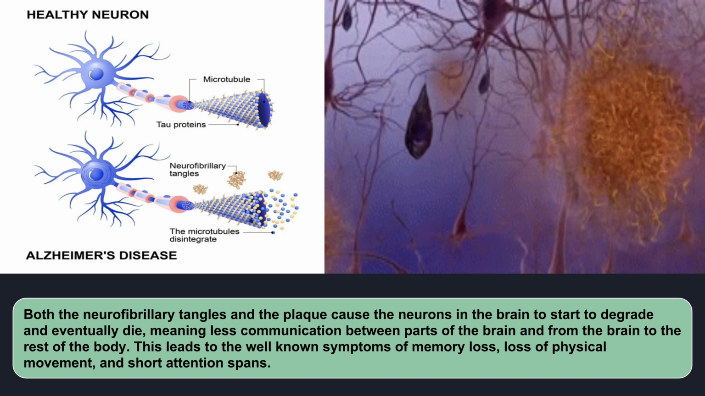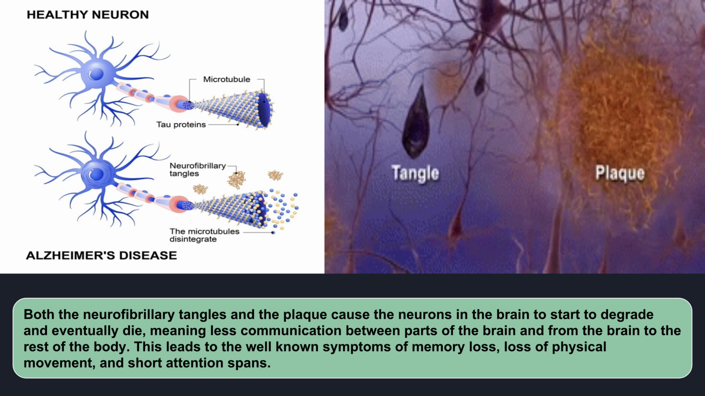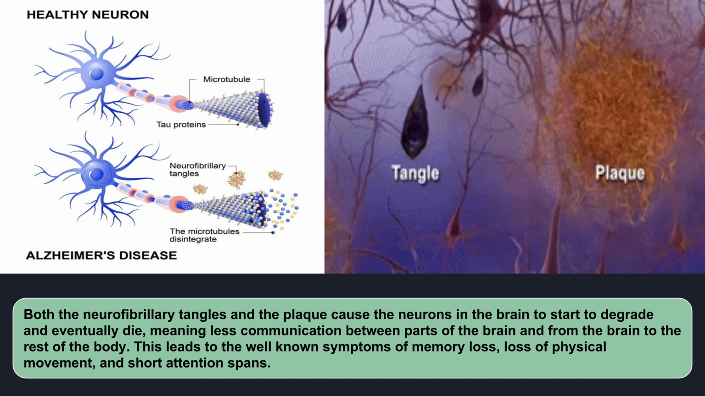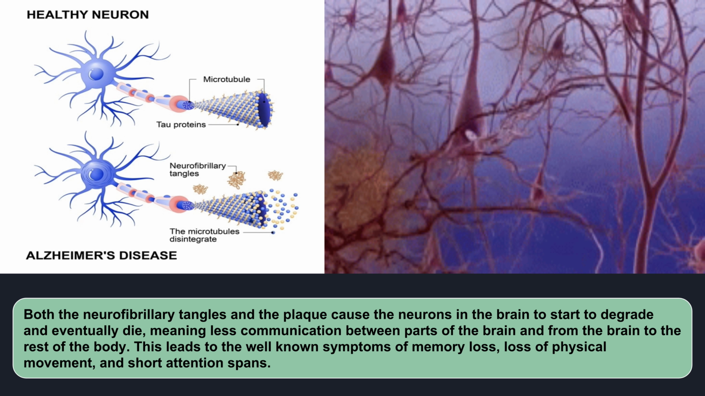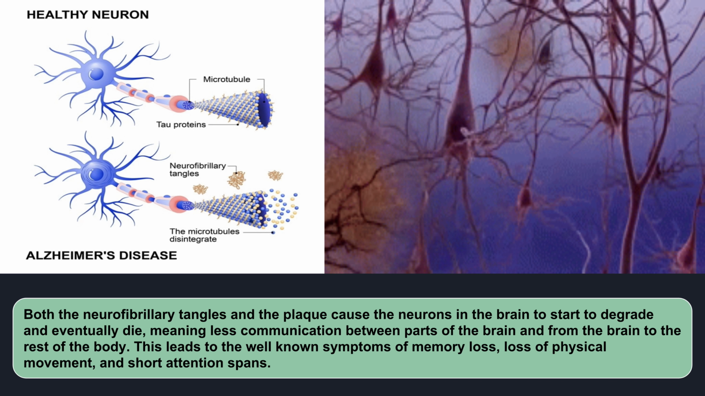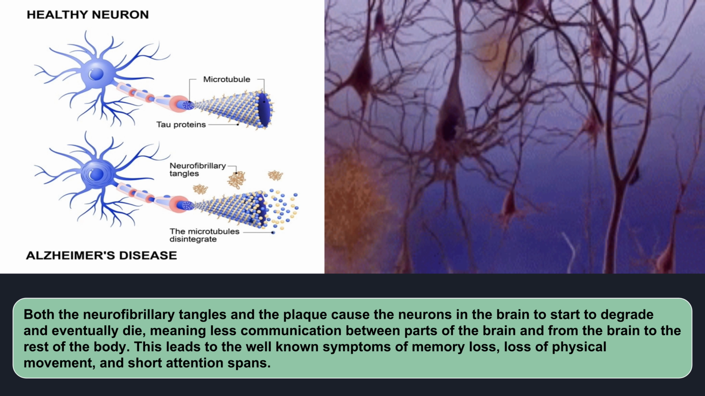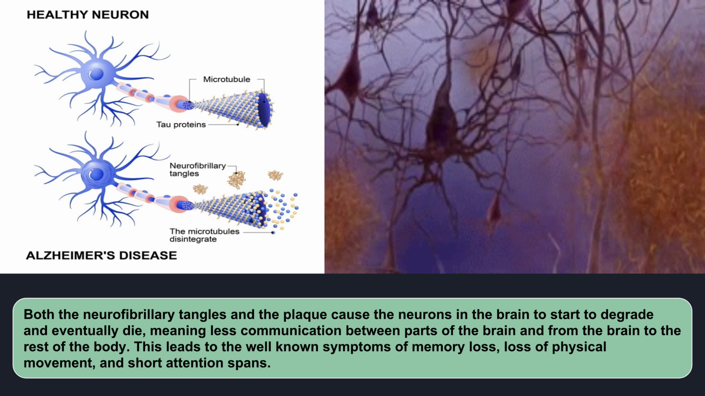Tangles occur inside each neuron when a protein inside the neuron, called tau, becomes abnormal. Tau holds together the microtubules, which carry nutrients throughout the brain. The microtubules are seen in the picture above within the axon of the neuron.